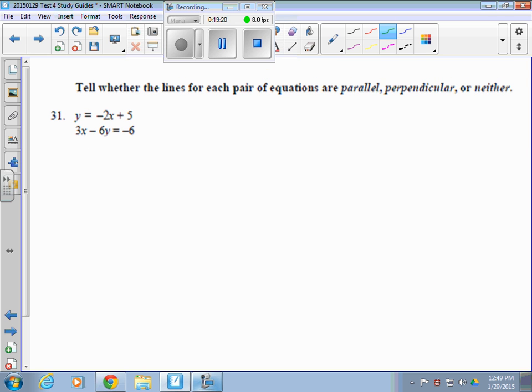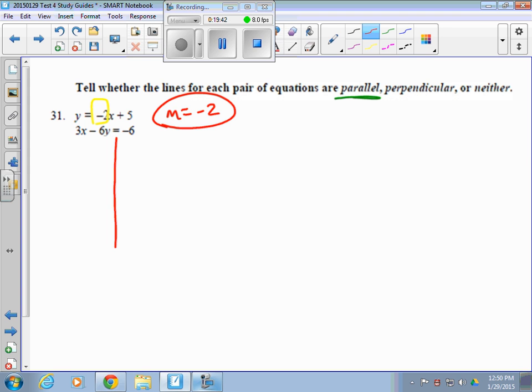(31) says tell whether they're parallel, perpendicular, or neither. Parallel lines have the same slope. Perpendicular, it's a negative reciprocal. Neither of those things are true. So the slope of your first line is easy to find. It's -2. So we have to compare that slope to the other line.